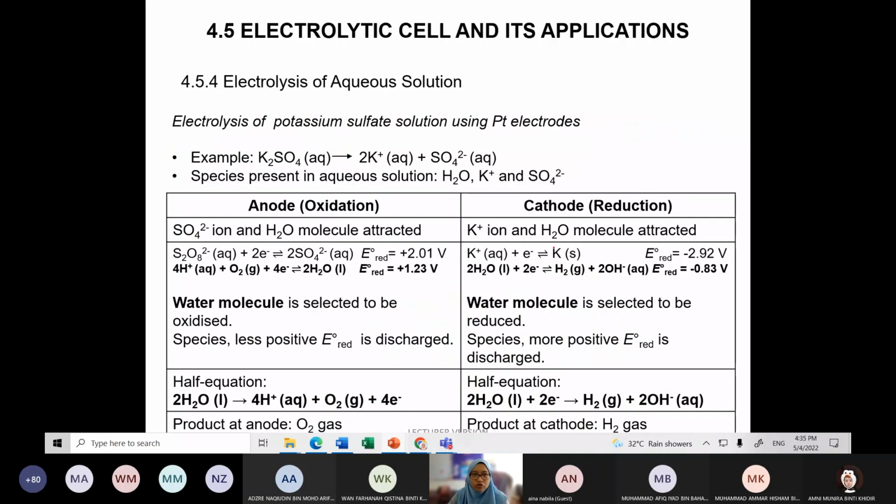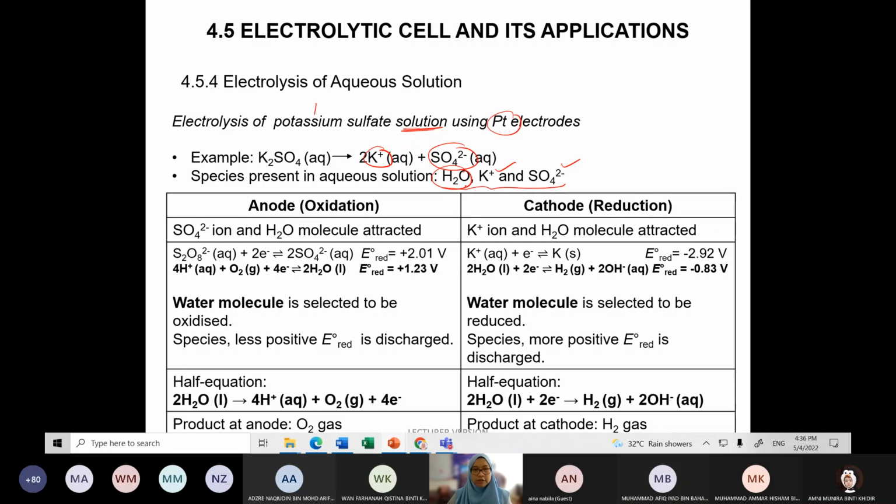Okay, cuba tengok contoh. Electrolysis of potassium sulfate solution using platinum electrode. So platinum is an inert electrode. Okay, alright. So K2SO4 sulfate solution, aqueous solution. The word solution means there's water in it. Ada water, so kena consider water. Okay, alright. So we know that the salt will dissociate to produce K+ and SO4 2-, the cation and the anion. And so these are the species that we have in the solution. We have K+ and SO4 2- and also water.